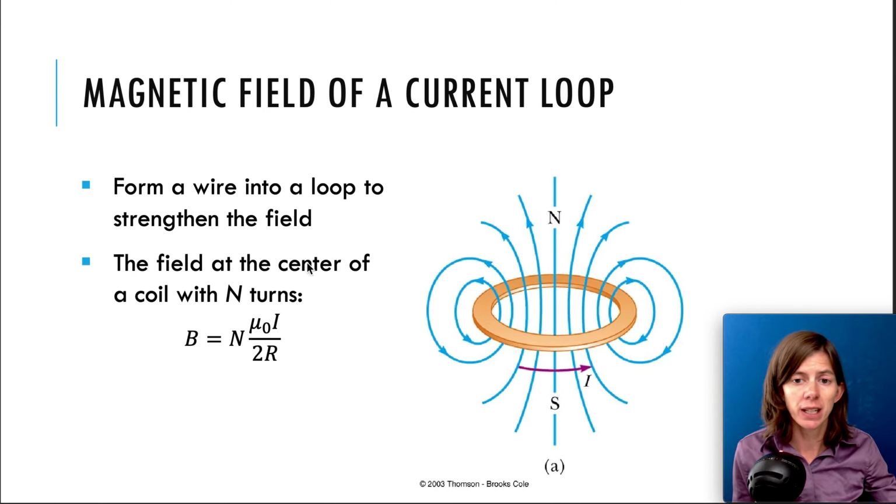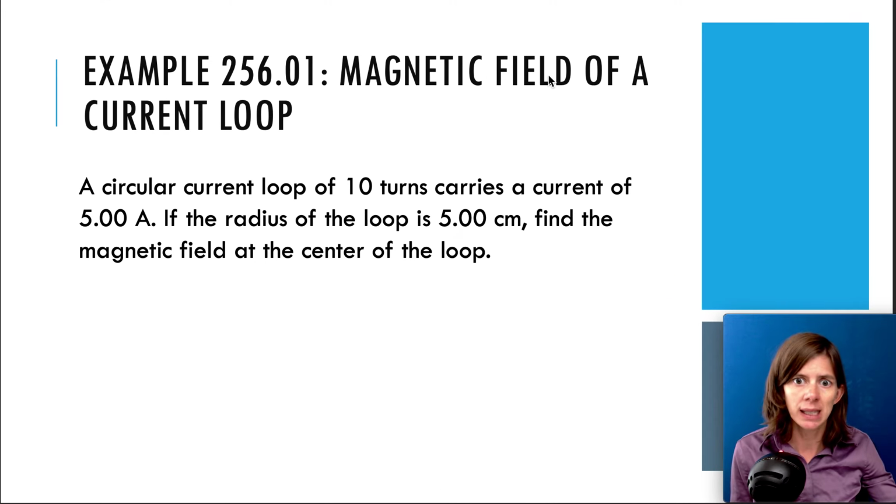The equation for the field at the center of a coil with N turns is given by B = N μ₀ I over 2R, where N is the number of turns or number of loops, μ₀ is the permeability of free space, I is the current, and then R is the radius of the loop. Notice that we use a big R because the radius of the loop is constant. So this formula can only give us the field at the center of the loop. It does not give us the field at a certain other distance from that loop. So this is just going to be a plug and chug equation, so we can go ahead and do the example right here in this video.